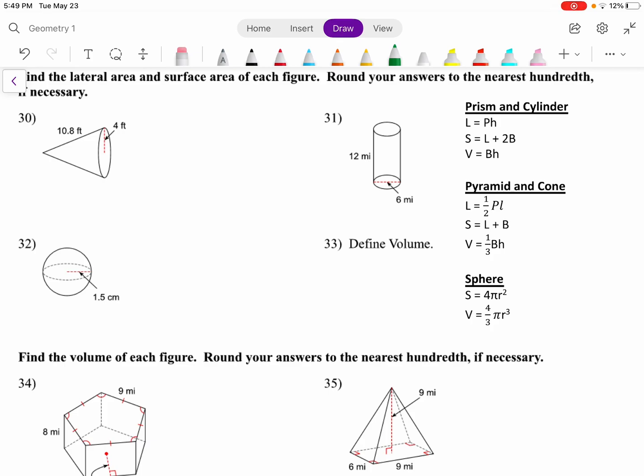Number 30, that's a cone, and we want to find the lateral area and surface area of the cone. Lateral area of a cone is 1/2 P times L, that's perimeter times slant height. So lateral area equals 1/2 perimeter times slant height. And that means perimeter of the base. Well, the base is a circle. So how do we find the perimeter of a circle? Well, the perimeter of a circle is called circumference. And so maybe we can find circumference down here. That is 2 times pi times r.